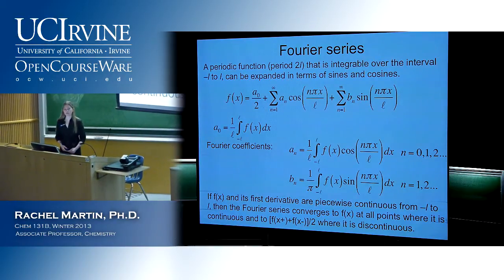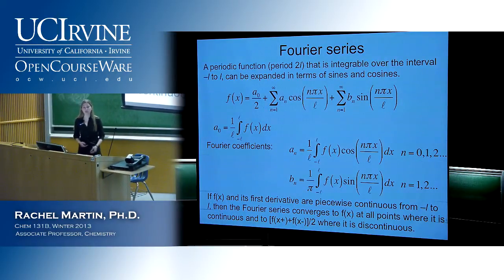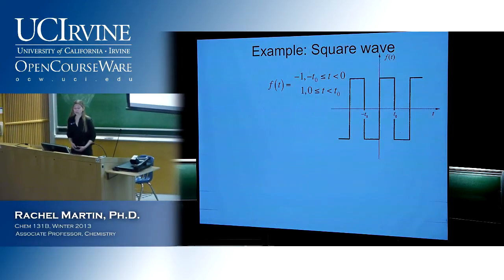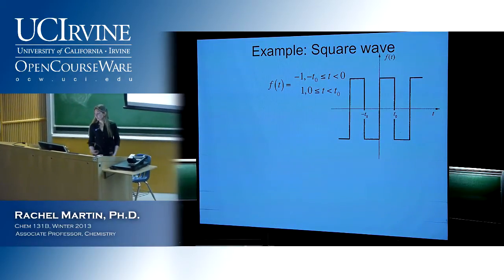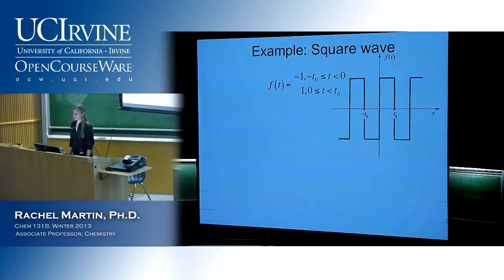Otherwise, go check out the Wikipedia page. But A0 is listed separately because there's this factor of 2 there. Okay. So let's look at an example.